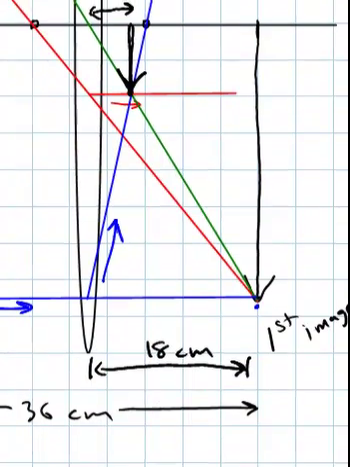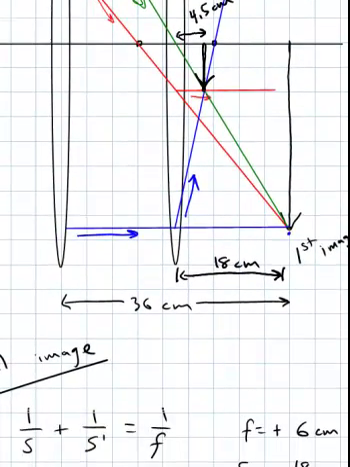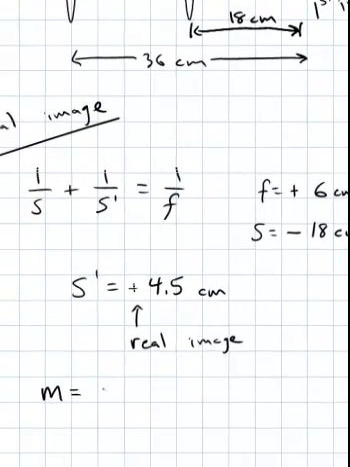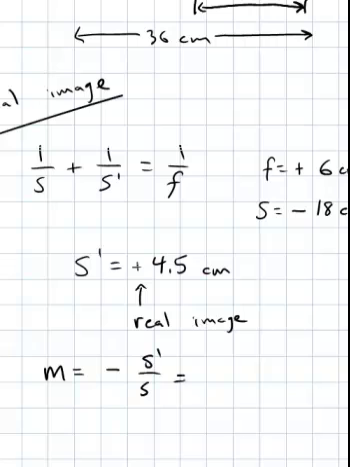And let's take a look. We expect it to be the same orientation as our image. Our object points down and our image points down. So we expect our magnification to be positive, and our image is much smaller than our object, so we expect it to be less than 1. Let's see what we get for our magnification. 4.5 over negative 18. The magnification is positive 0.25, 1/4.